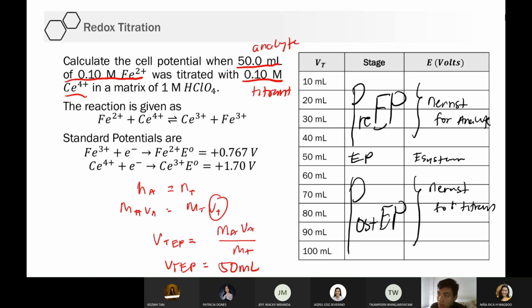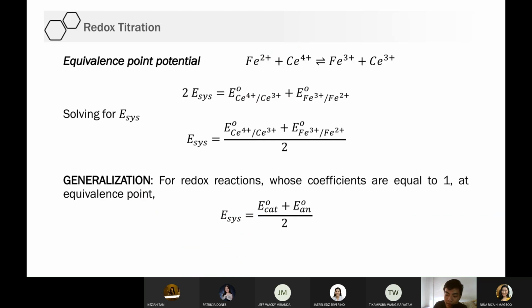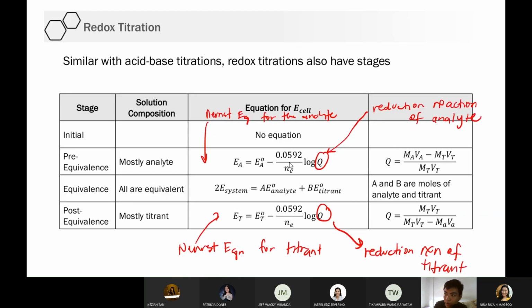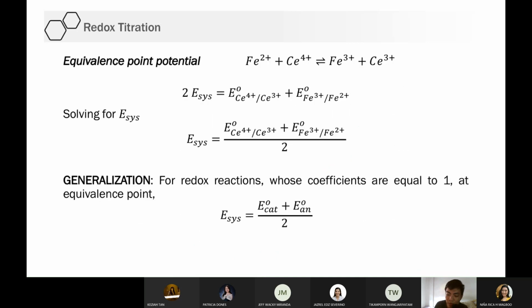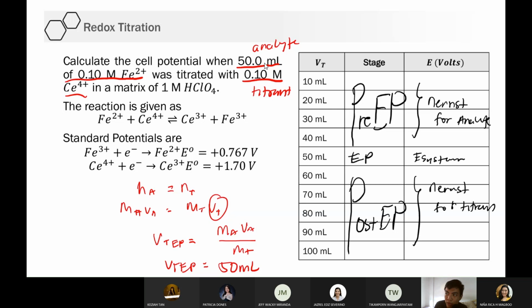I will not answer this problem or give you the answers for now. I will upload the answers in Canvas, so just wait for that post. I will detail the steps in solving for each volume and show you how to compute for each stage. These are the equations to be used there. You plug in the molarity of analyte, volume of analyte, molarity of titrant, and volume of titrant, then you will get the E cell.